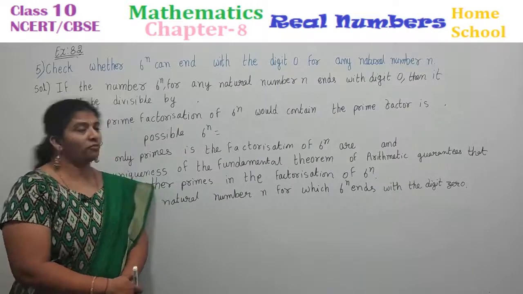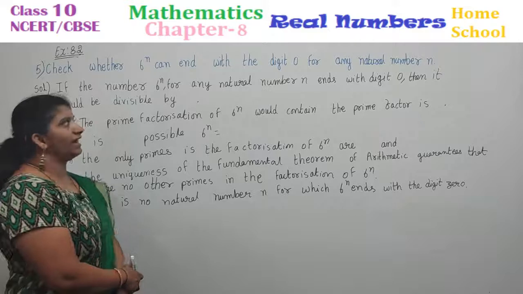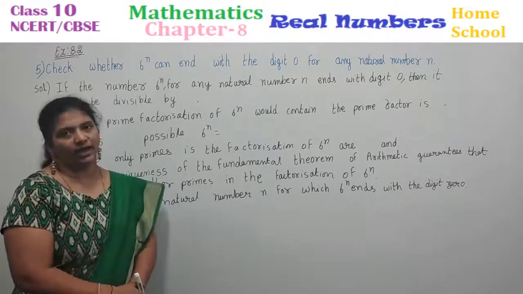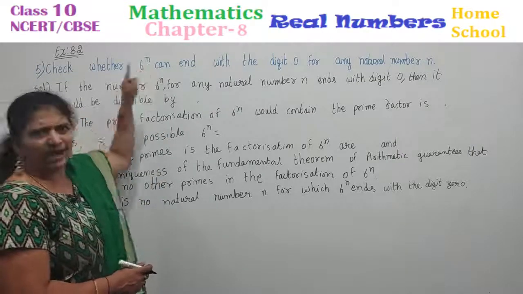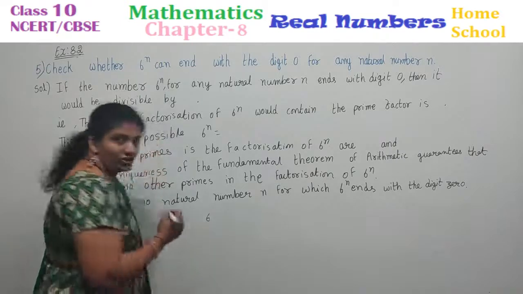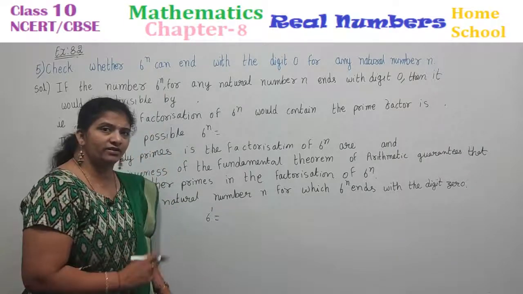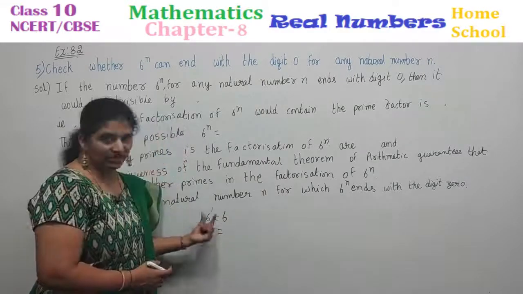Let's see the fifth problem. Check whether 6 power n can end with the digit 0 for any natural number n. What do you mean by this, children? 6 power n, n might be any natural number. Suppose I take natural numbers, I am saying 6 power 1. What is 6 power 1? 6.